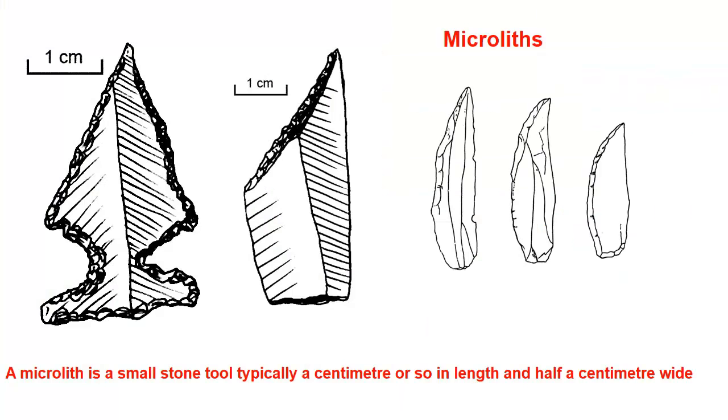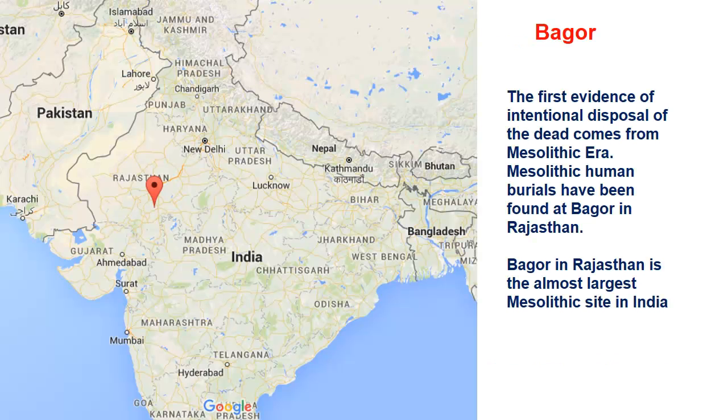Understand what are microliths. Microlith is a small stone tool. Megalith means naturally big tools, big stones, which automatically make caves. What is a microlith? According to the requirement, when plants produce is there and you need to extract it, to do such a thing they made it. So a microlith is a small stone tool, typically a centimeter or so in length and half a centimeter wide. The name itself tells you: micro means small, mega means big, lith means stone. Got it?